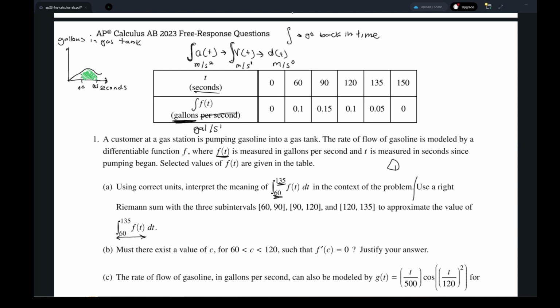If you integrate this, you're going back in time. It's going to be gallons, right? So you know that the unit is going to be gallons, and it's just going to tell you the amount of gallons of gasoline which was pumped into the tank from 60 seconds to 135 seconds, right?